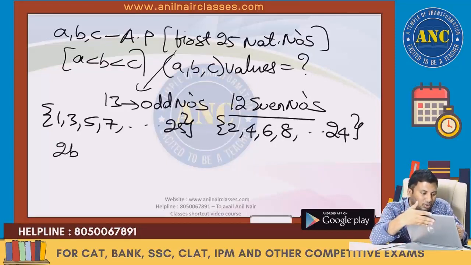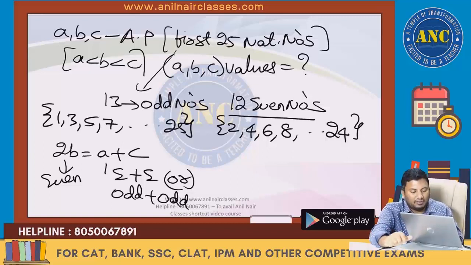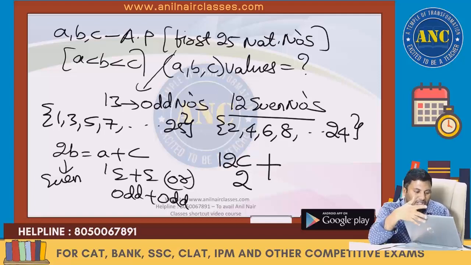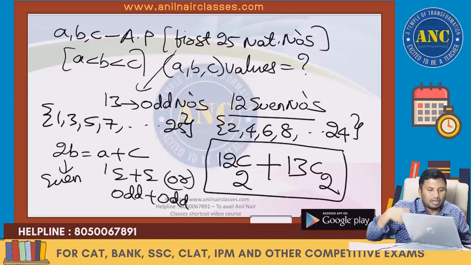2B is equivalent to A plus C. 2B is an even number. So it is even plus even, or odd plus odd. Out of 12 even numbers, I need to select 2 even numbers. Or condition is plus. Out of 13 odd numbers, select any 2. Directly you get the answer. I hope the idea is clear to you.